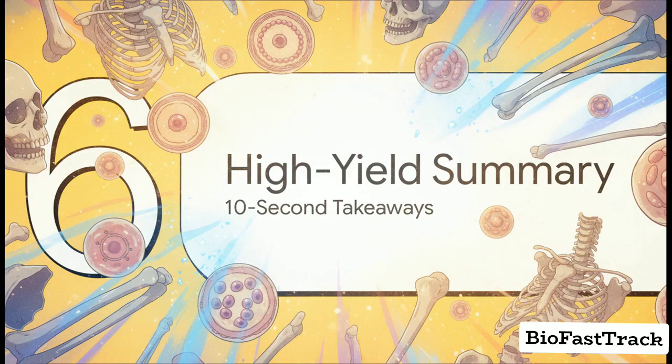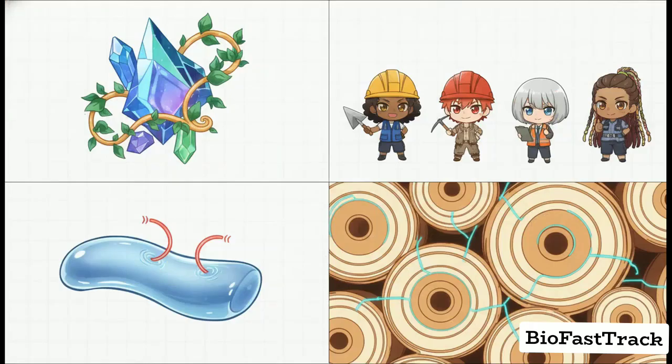Section 6, our high-yield exam summary. We have covered a massive amount of cellular histology, gross anatomy, and developmental biology today, so let's distill all of this down into your ultimate 10-second takeaways. Okay, if you're going to take a screenshot of anything today, this is the moment. Memorizing these specific points is going to secure you those high marks.